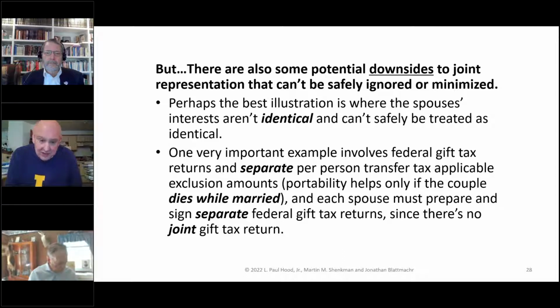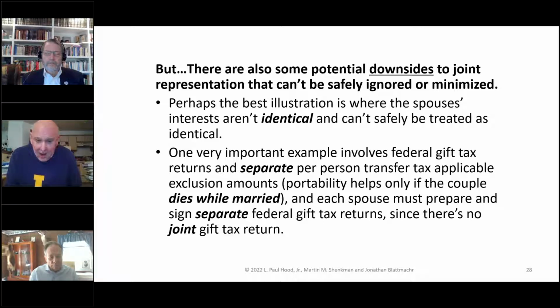One of the big examples, in a case included in the materials that we'll talk about, is the Smaldino case. The gift tax returns are not like joint income tax returns. There's no such thing as a joint gift tax return. And you say, well, we have portability, but portability only applies if one of the couple dies while they're married. What happens if that's not the case? So portability is not a cure-all here. In fact, it's not even a substitute.